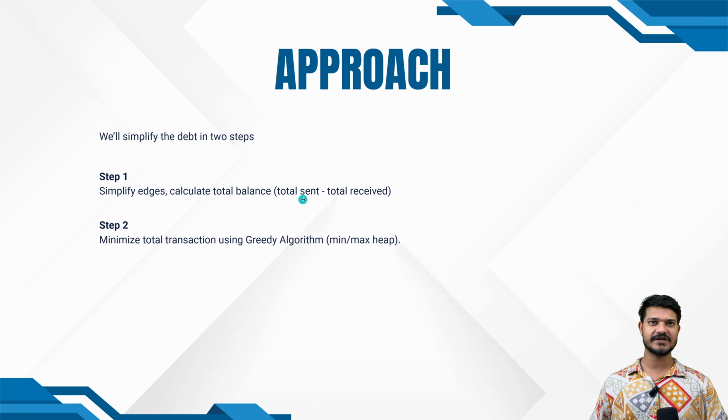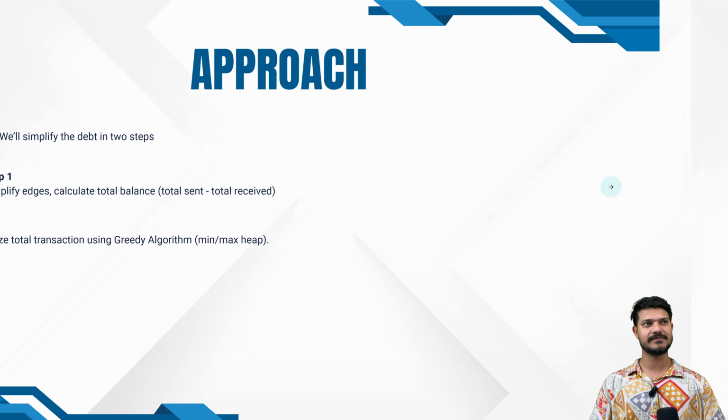For each person we'll calculate the total amount paid by them or sent by them, minus the total amount received by them, right? So for each person we'll have their net balance. After that we'll minimize the total transactions using a greedy algorithm using a min-max heap, right? So I'll explain this also. So let's understand the whole thing using examples.